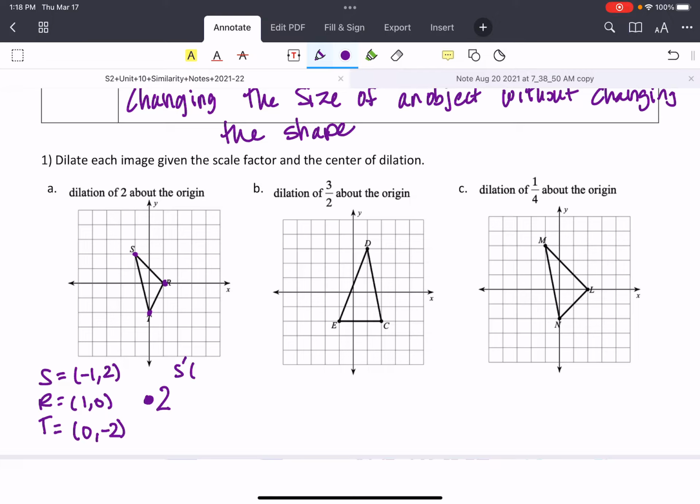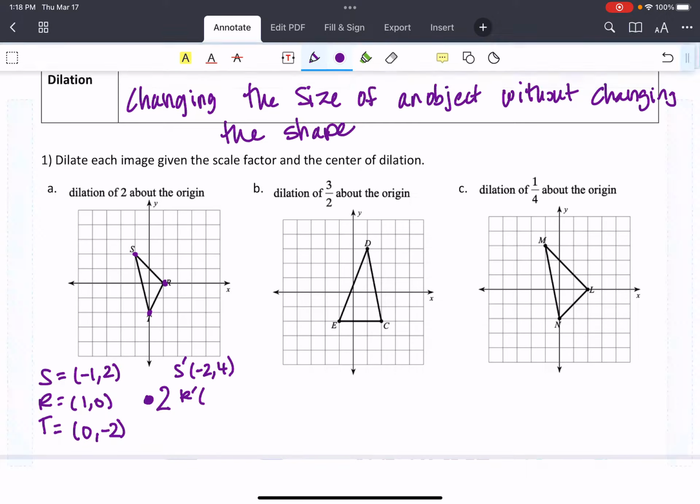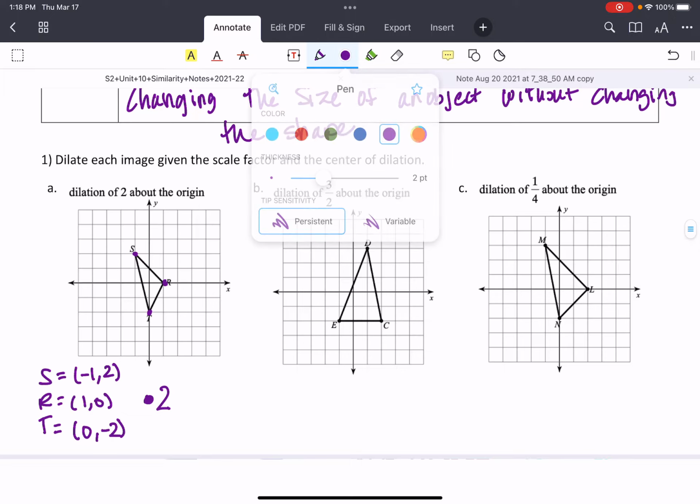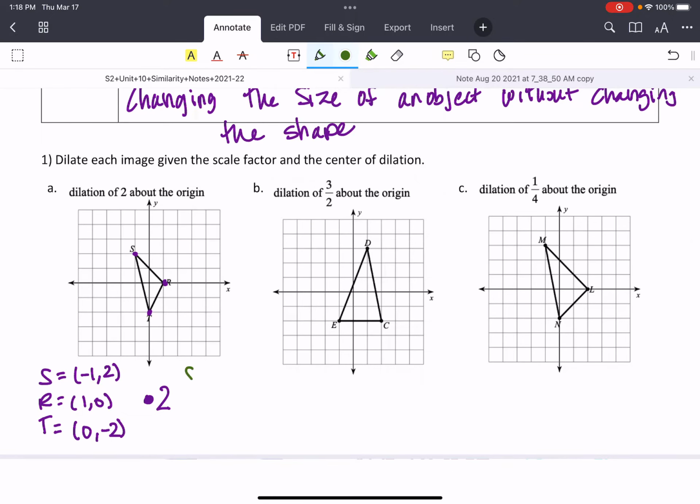So my S prime, my new S, is -2, 4. My R prime, or new R, let's write this in just a different color. See if I can make it make a little more sense to you. Okay, S prime is -2, 4. R prime is 2, 0. I'm just taking every single number in the points and multiplying it by 2. That is our scale factor.